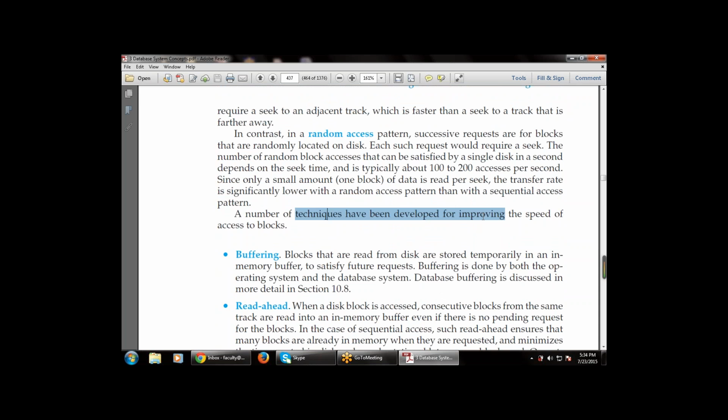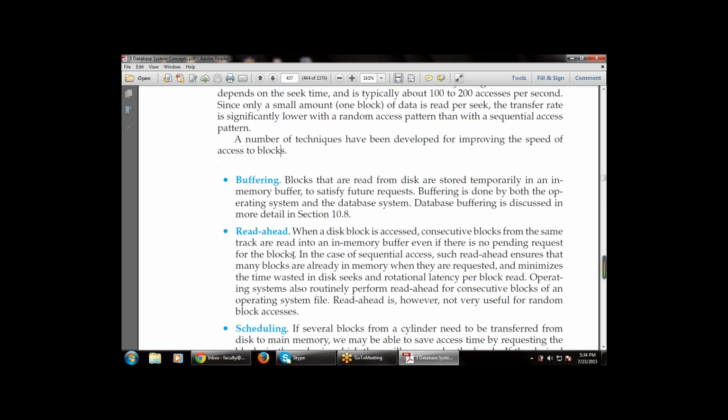A number of techniques have been developed for improving the speed of access to the block. These are the techniques that help in improving the speed of how to access and fetch the data. First one is buffering, which is done by both the operating system and the database system. Then read ahead: when a disk block is accessed, consecutive blocks from the same track are read into the in-memory buffer if there is no pending request for the blocks.